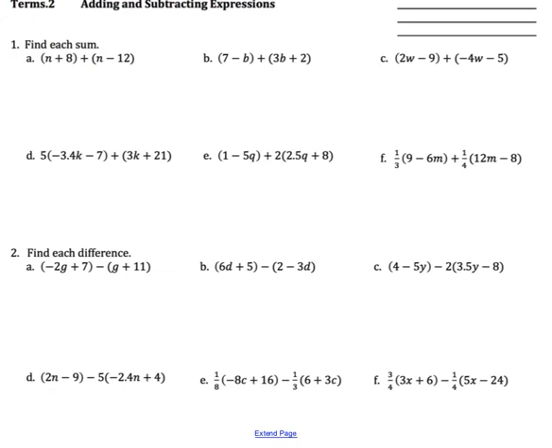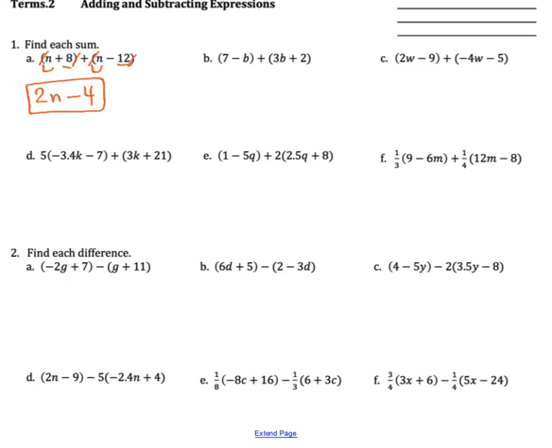On this first one, part A, these parentheses aren't doing anything. There's nothing I need to distribute, so I can ignore them. Like terms, n and n make 2n. 8 and negative 12 make negative 4. The answer to 1a is 2n minus 4.